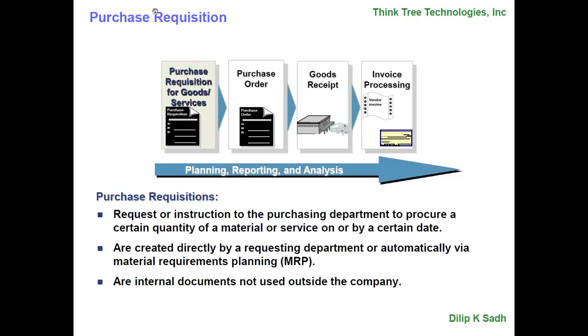The first and foremost, the first document is called purchase requisition. Purchase requisition is an instruction to buy something. If somebody needs a material, they create a purchase requisition. Purchase requisition in SAP can be created automatically in MRP, or somebody can create it manually. It's an internal document. It is not used outside. Means it is one department creating for another department.